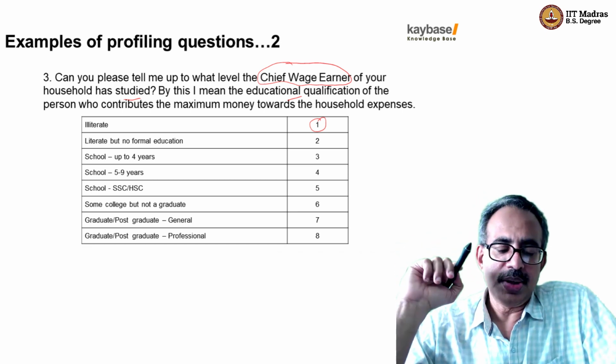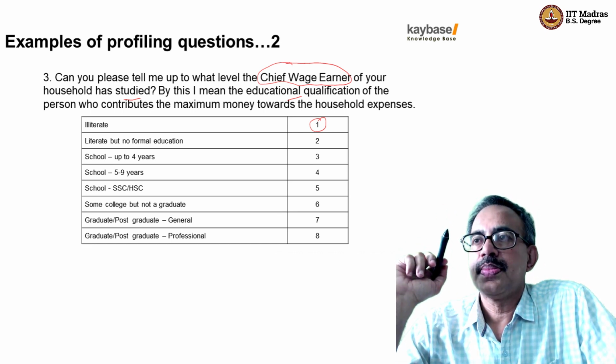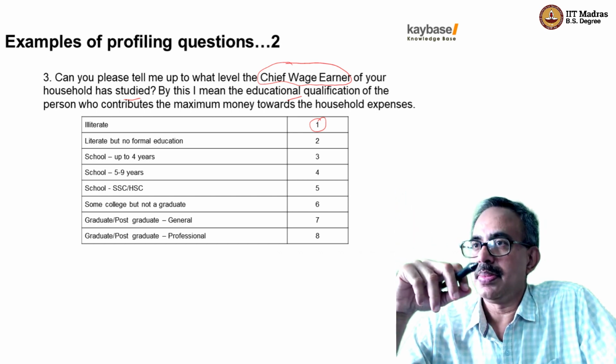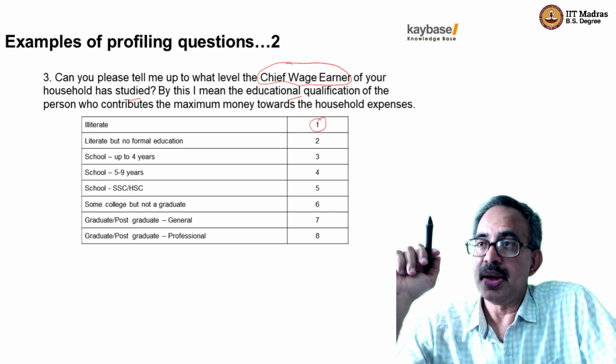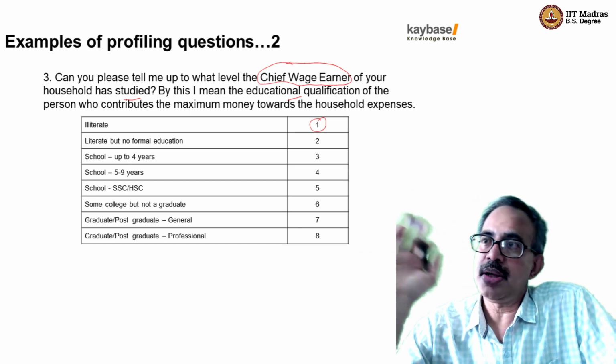Right? Okay, what is the difference between literate and illiterate? The person who can sign his or her name is called literate. A person who cannot sign? Illiterate. Excellent.